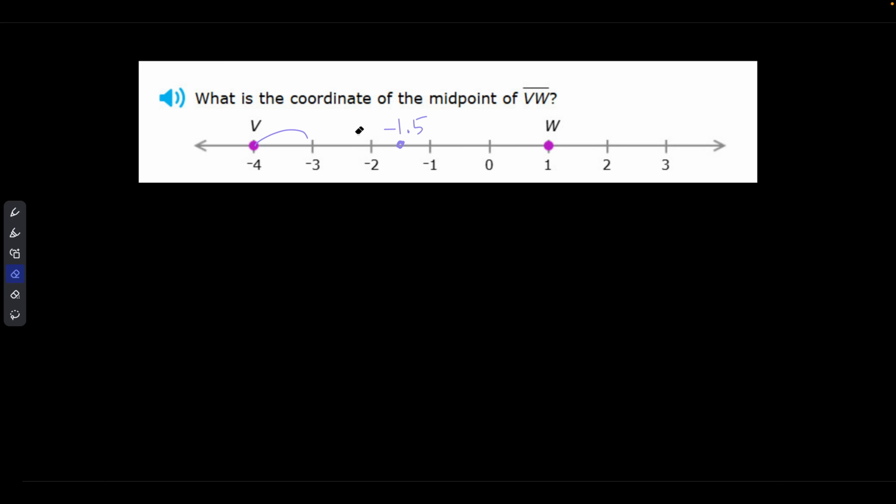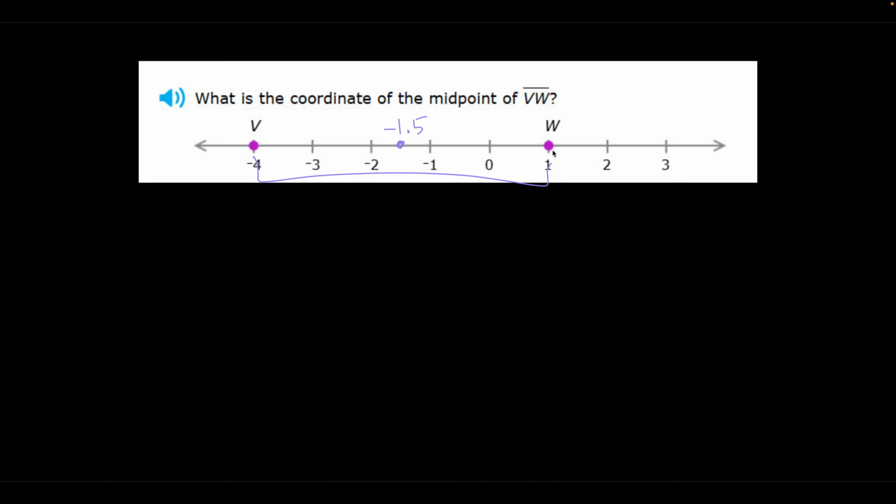But I would like for us to think of another way to come about this answer. The reason that's going to be important is what happens when these are big numbers, or weird numbers. So here's another way to do it. The midpoint is just another way of saying cut it in half, right? We're cutting this thing in half.